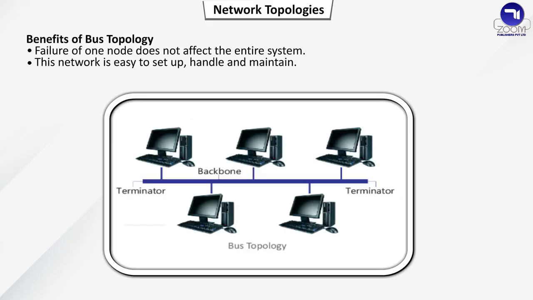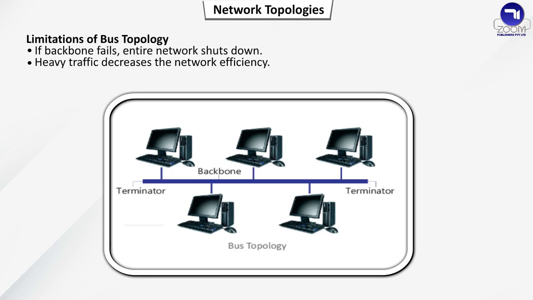Benefits of bus topology. Failure of one node does not affect the entire system. This network is easy to set up, handle, and maintain. Limitations of bus topology. If the backbone fails, the entire network shuts down. Heavy traffic decreases the network efficiency.